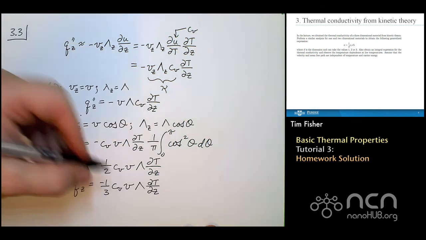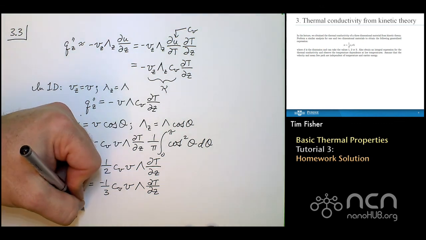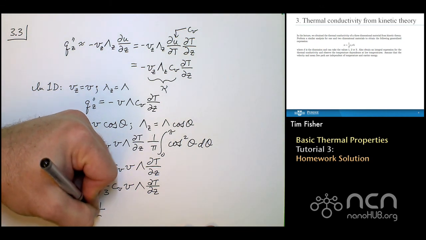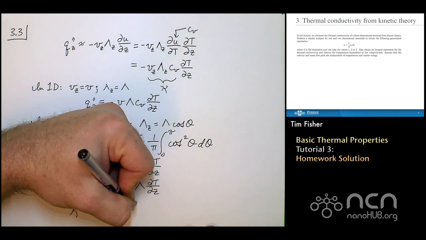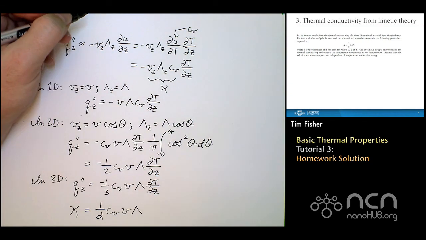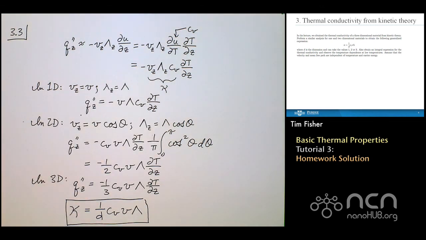So at the end of the day, we find that thermal conductivity equals 1 divided by the dimensionality times the specific heat, the velocity, and the mean free path. That's the big result here. And of course this is specific to kinetic theory, which is probably the simplest in terms of deriving thermal conductivity, but it's very informative, at least to understand how dimensionality can affect the thermal conductivity. So that's it for this problem.